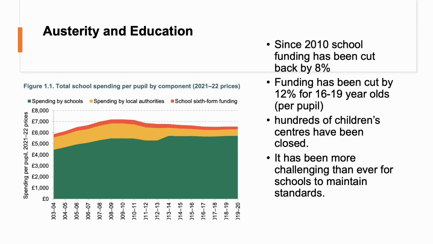So I think we have to understand Tory education policy in the context of wider austerity, and education has been cut in real terms by 8% overall, with harsher cuts for 16 to 19-year-olds, and it's become increasingly challenging for schools to maintain standards given the relative decrease in funding.